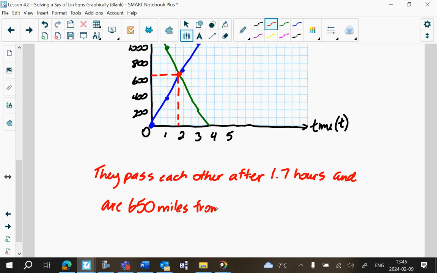Technically, I should put about for each. After about 1.7 hours and are about, because I'm kind of estimating a little bit from my graph. So, yeah. Instead of saying 1.7 hours, you say like 1 hour and like 15 minutes or like 1 hour and like 40 minutes. As long as you know how to convert properly, right? Because, let me ask you this. Convert to hours and minutes, 1.5.